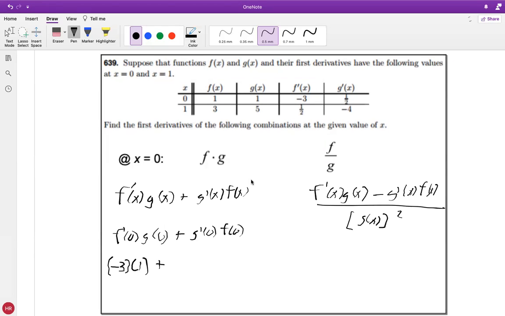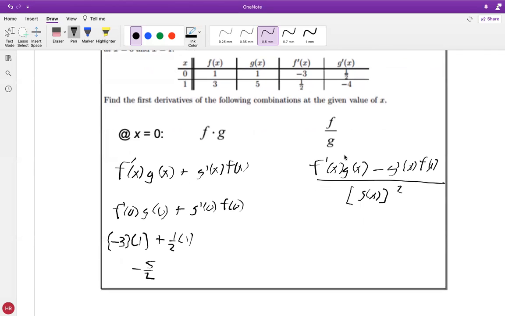And then g prime of 0 is 1/2. And f of 0 is 1. So that's -3 plus 1/2, which is -5/2. Again, we'll talk about simplifying at some point. Somebody remind me and we'll talk about it.